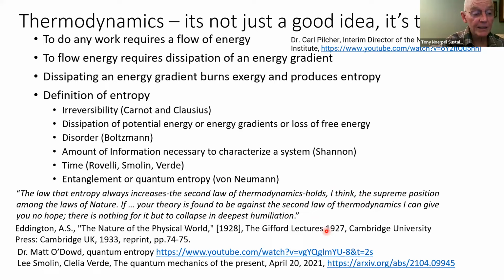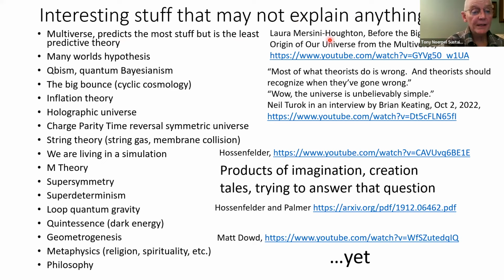This is interesting stuff that may not explain anything at all. It's products of our imagination, it's creation tales, trying to answer that very question that I posed before, why are we here? And a lot of this is physics. This is probably not an exhaustive list. You've probably heard of these things: multiverse, many worlds hypothesis. You might not have heard of quantum Bayesianism, big bounce or cyclic cosmology. You might have heard of, this is Roger Penrose's pet theory, inflation theory, which is part of, which Penrose doesn't like, the standard model of cosmology, and on and on, including we are living in a simulation. I find some of these useless, like this one and these two, but who am I? I can't explain any of them.